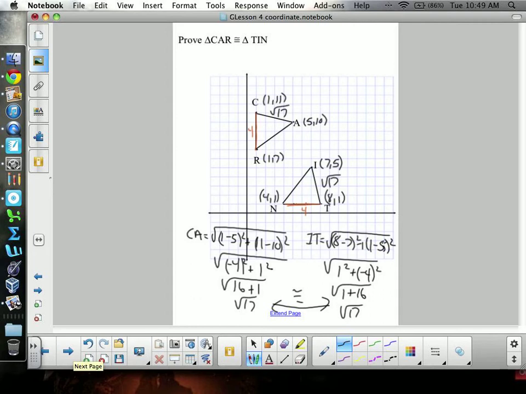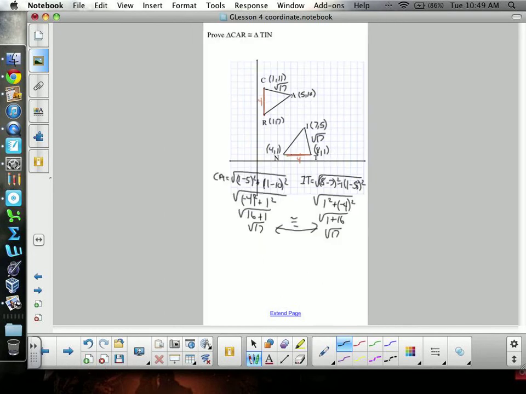So now I've proven that two pairs of sides are congruent. I have to do it for the third pair of sides. It takes a bit of patience. Third side is AR. So it would be 1 minus 5 squared. Notice I always label what it is I'm finding. And 7 minus 10 squared. Square root of negative 4 squared plus negative 3 squared. So square root of 16 plus 9, that's square root of 25, that's 5.